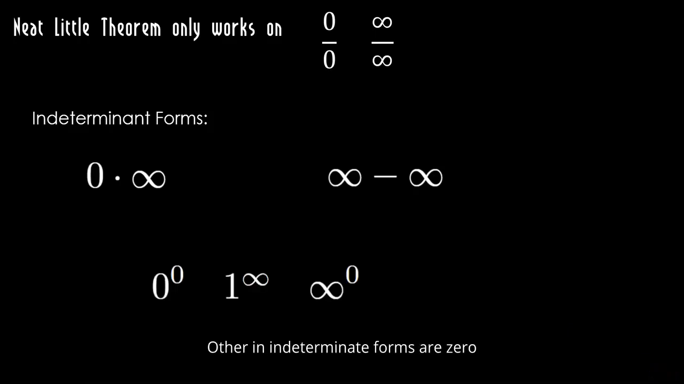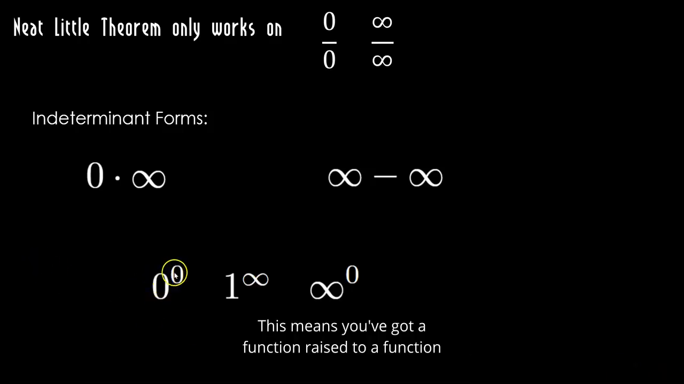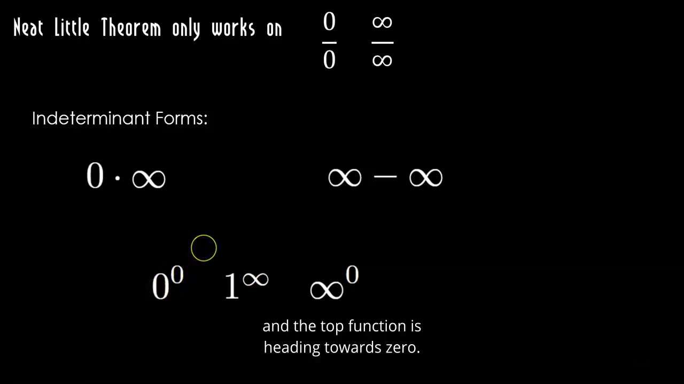Other indeterminate forms are 0 raised to the 0, 1 to the infinity, and infinity to the 0. This means you've got a function raised to a function where the bottom function is heading towards 0, if you've got 0 to the 0, and the top function is heading towards 0.